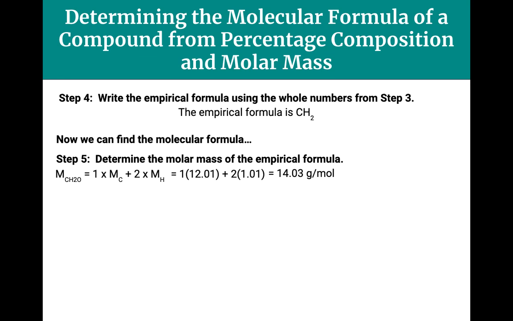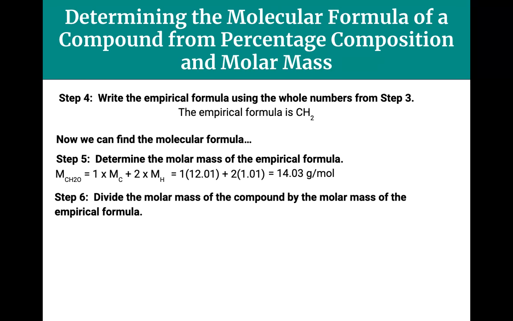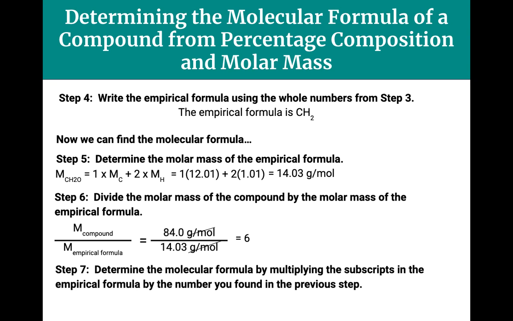Then we're going to take the molar mass of the compound, which was given in the question, and divide it by the molar mass of the empirical formula. So it's 84.0 grams per mole divided by 14.03 grams per mole, and we get 6. Now we can write the molecular formula by taking that 6 and multiplying the subscripts in the empirical formula. So 6 times CH2 is going to give us C6H12. And so that's the molecular formula.